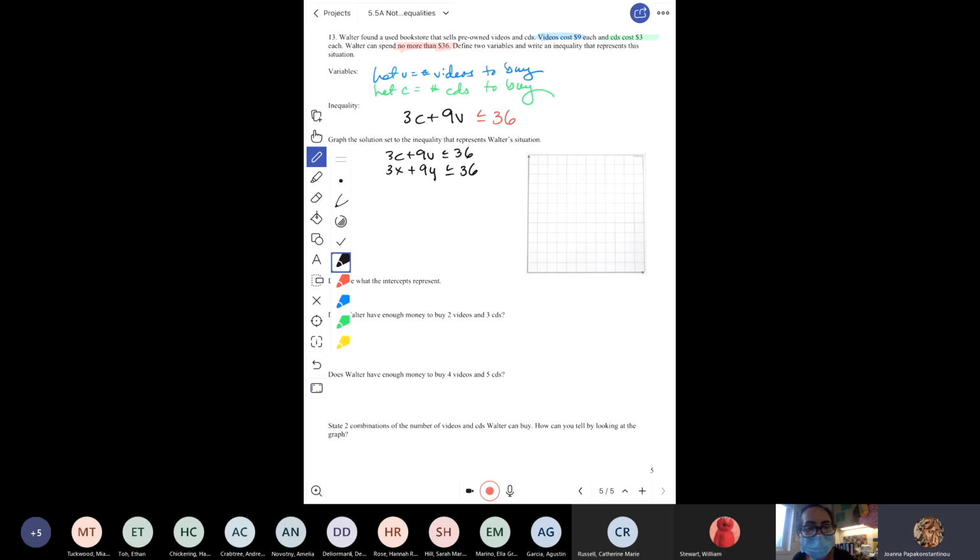We're solving for Y? Is that the way we want to do it? Okay. So then I'm going to subtract 3x. And that's going to give me 9y is less than or equal to negative 3x plus 36. Next. And so I'm going to get y is less than or equal to negative 1/3 x plus 4.